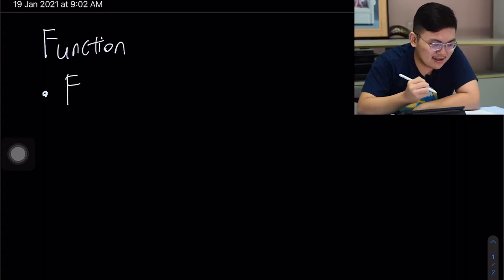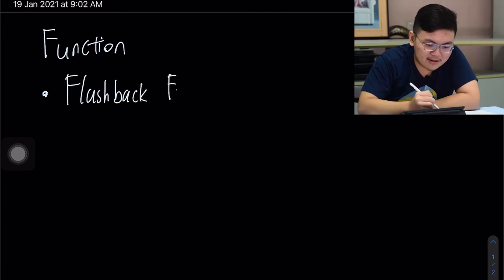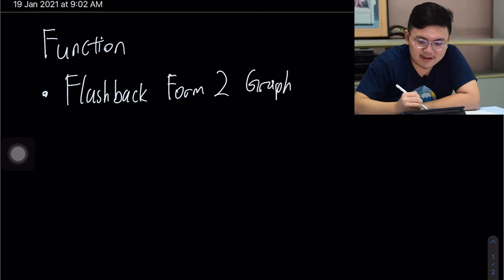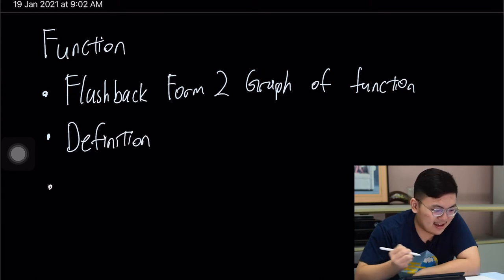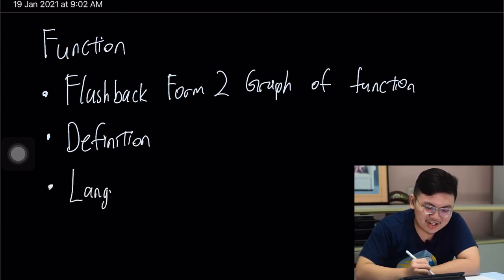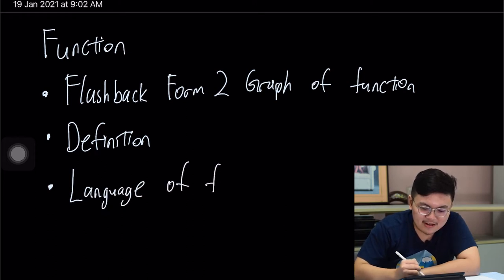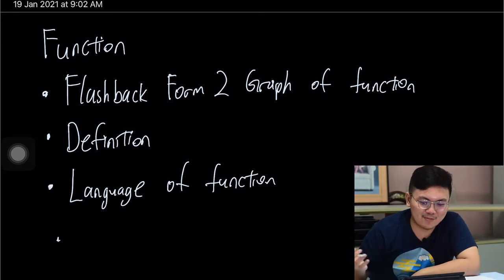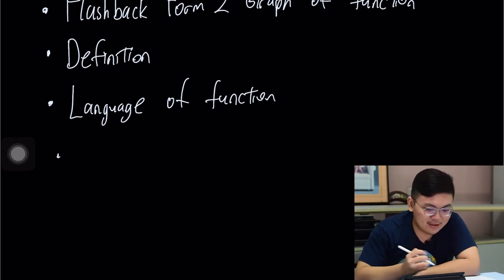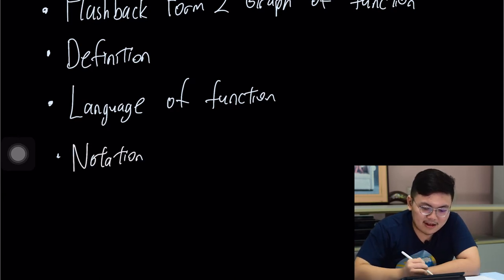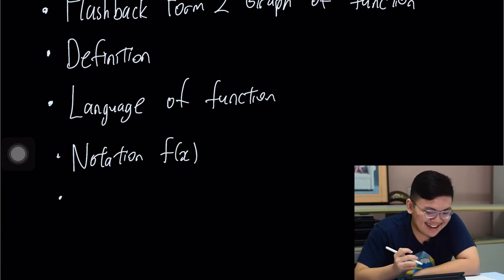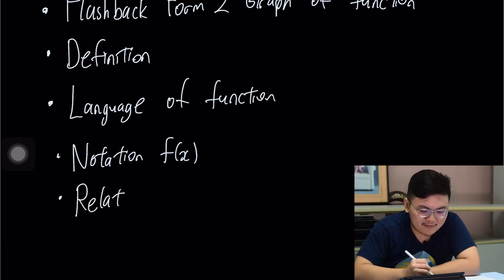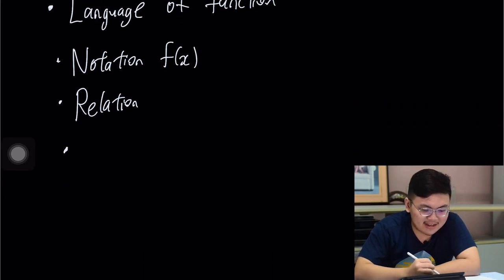So the first one is going to be a flashback about your Form 2 graph of function topic. Basically both are very related. And then I'm going to start with the definition of function, and then give you some special language of function. Then I'm going to explain why this language is like this. Then notation, fx, which most of the relations assume is f times x. And then there's a recap of the types of relation, and then the vertical line test.